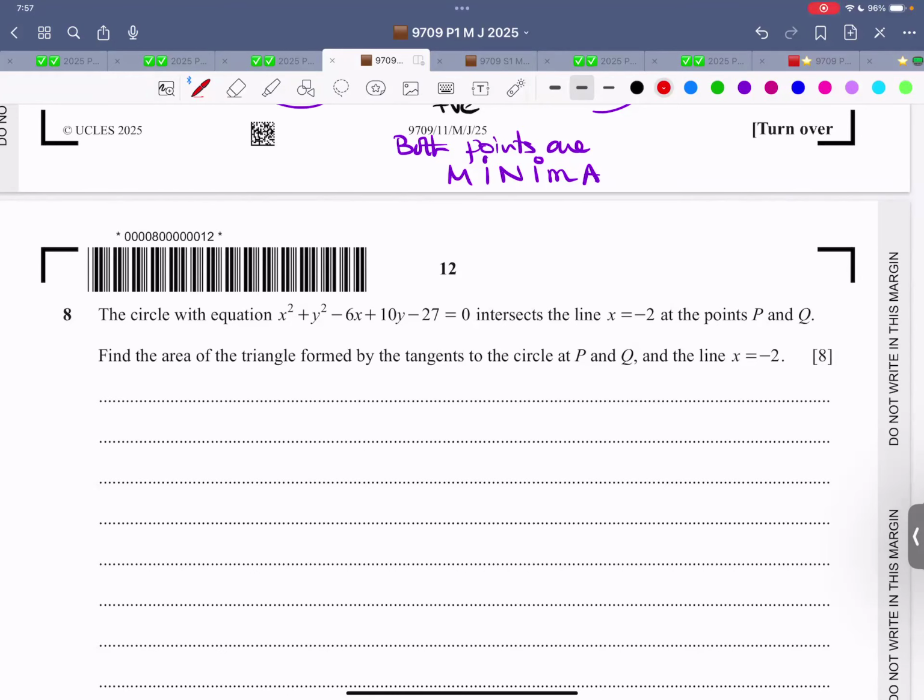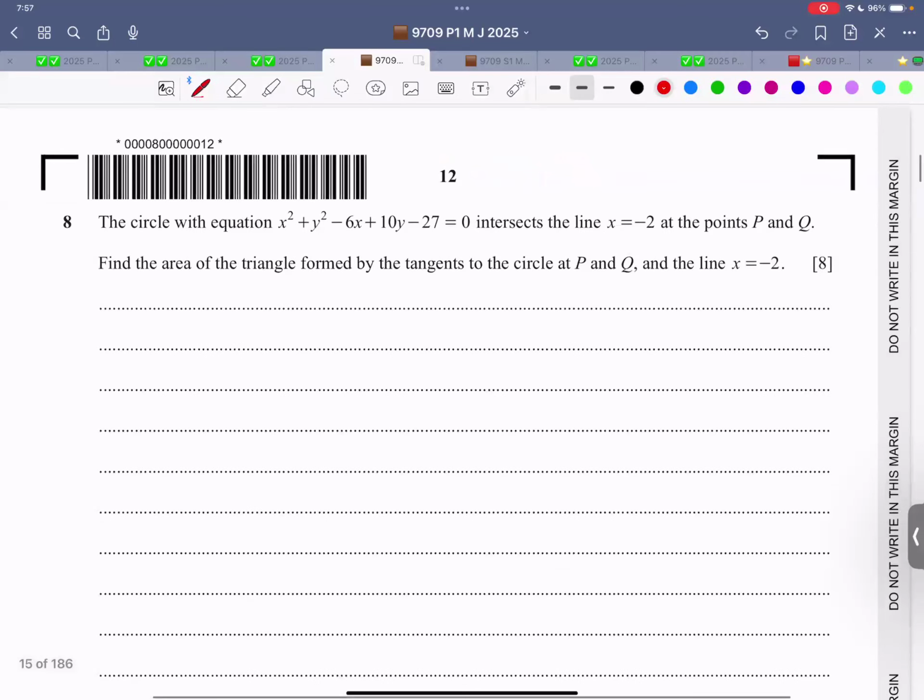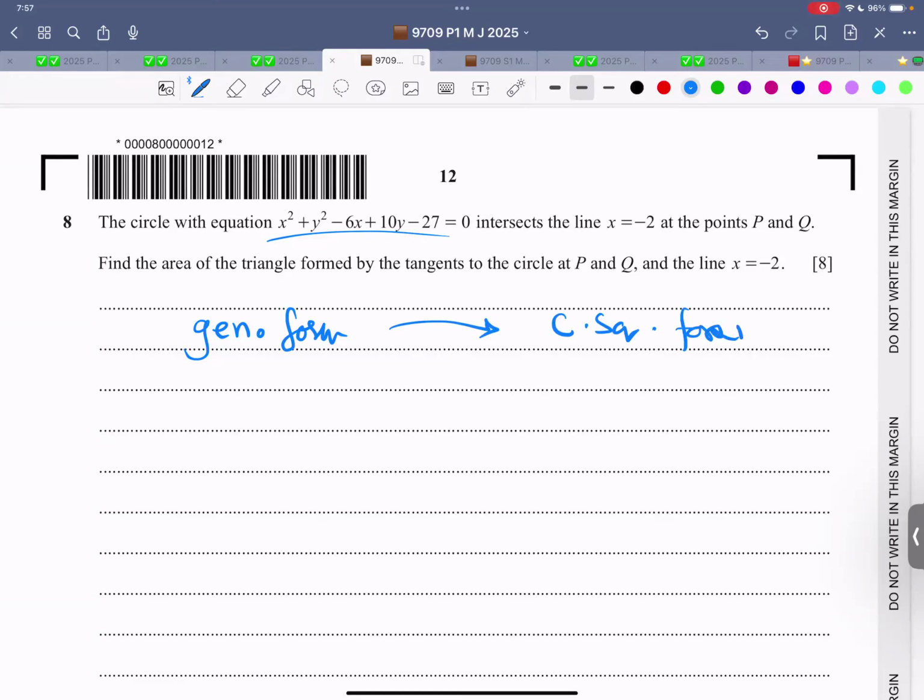Now, there are a lot of things over here. The first thing, let me first jot down. The solution is also already there. Let me jot down what exactly we are looking for. So first things first, we have to do the conversion from the general form to the completed square form. That is the first step. Why? Because we need the center (h, k) of the circle.